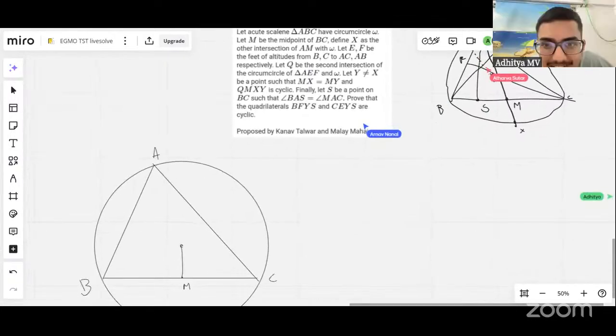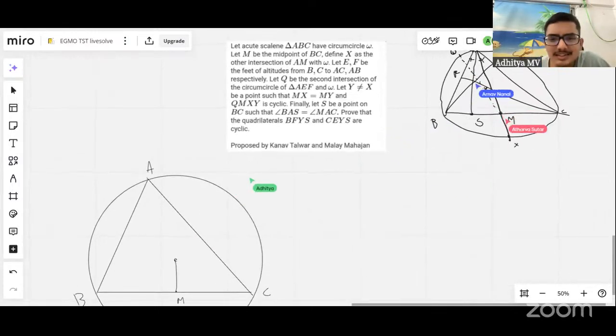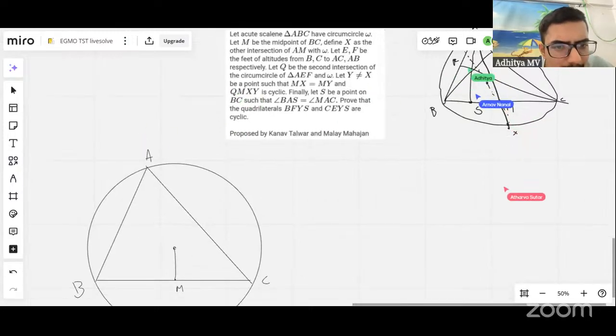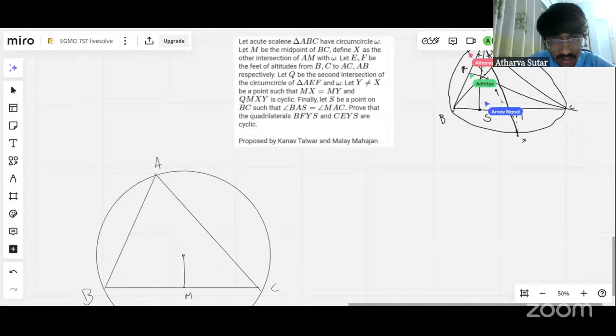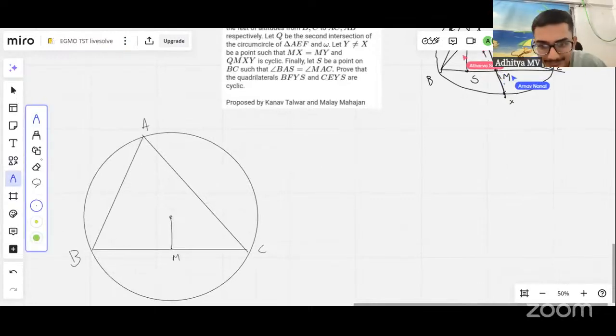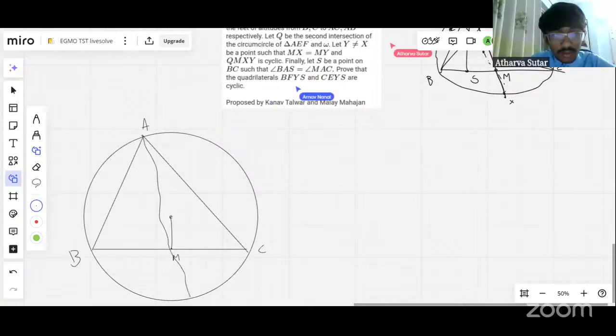Where is X? Where is Y? Why are you drawing line QI? It's actually not a line, it's a circle. Wait, AM omega. Oh, okay. I think let's go with the other diagram. Where is the other diagram?